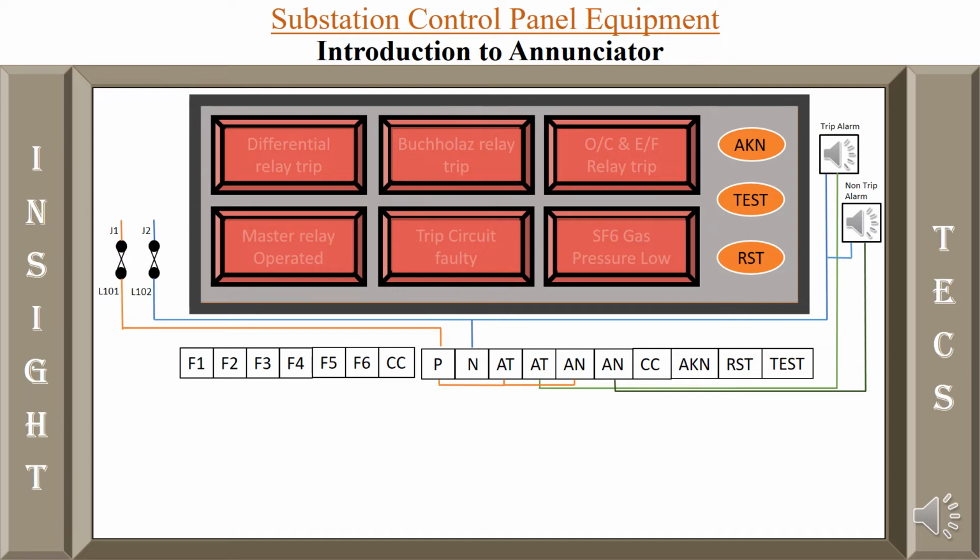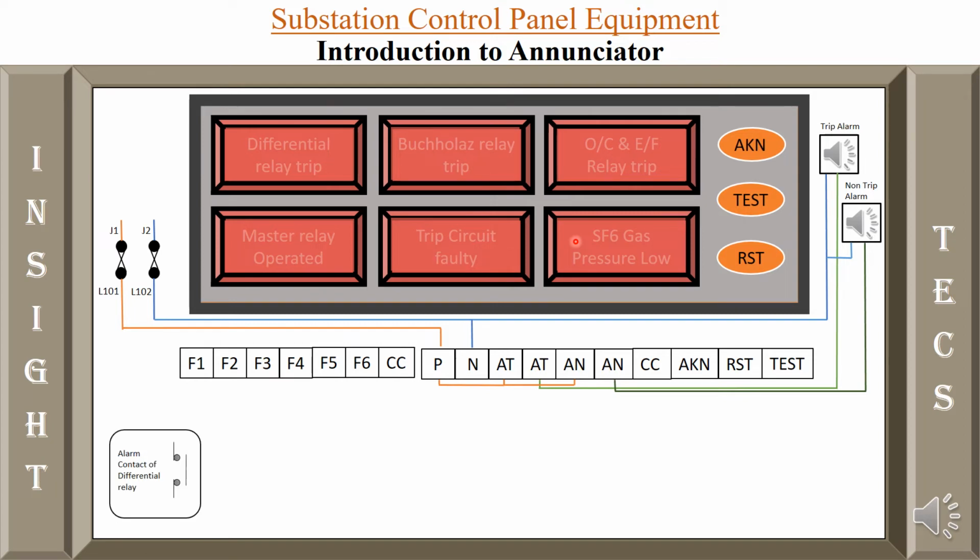Okay, so now let us understand the wiring for F1 to CC, that is for each individual relay window. For your reference, this is window 1, window 2, window 3, window 4, window 5 and window 6. That is how the numbering is done for any annunciator.